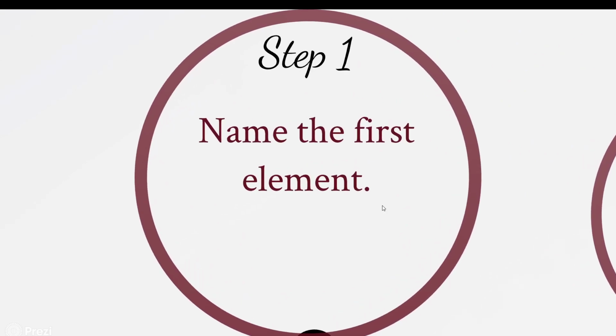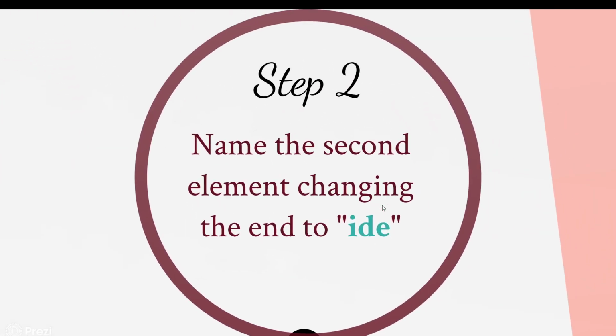Okay. And step one for naming these compounds is to name the first element. And the first element is going to basically stay the same. So if the first element is carbon, then the name of the compound is going to be carbon something. Step two is the second element. We're going to change the name of it to ide. So the second element is going to always end in IDE, no matter what.